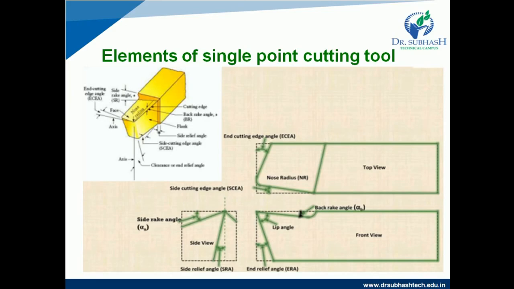Single point cutting tool geometry, or we can say nomenclature: shank, flank, face, heel, nose radius, and the different cutting edges that you can see in the figure. Different angles are also there, and with the use of this figure you can easily understand the difference between the angles you can see in this slide: side cutting edge angle, end cutting edge angle, side relief angle, end relief angle, back rake angle, and side rake angle.